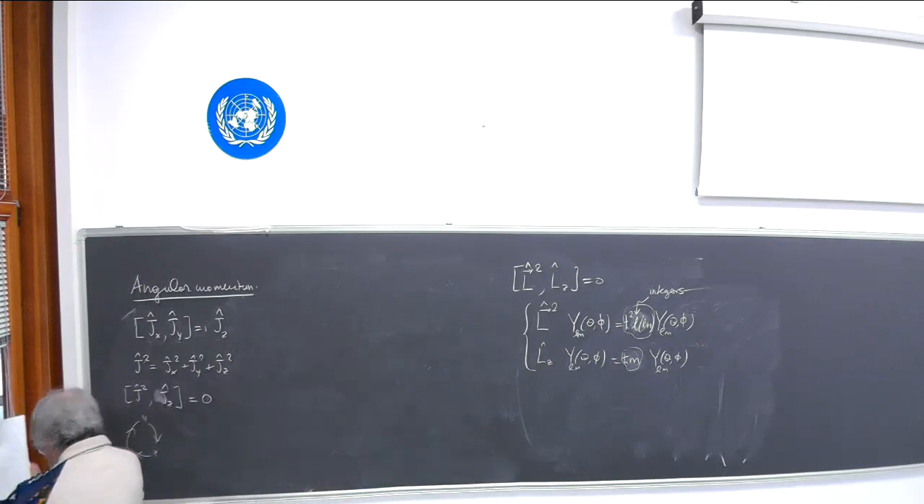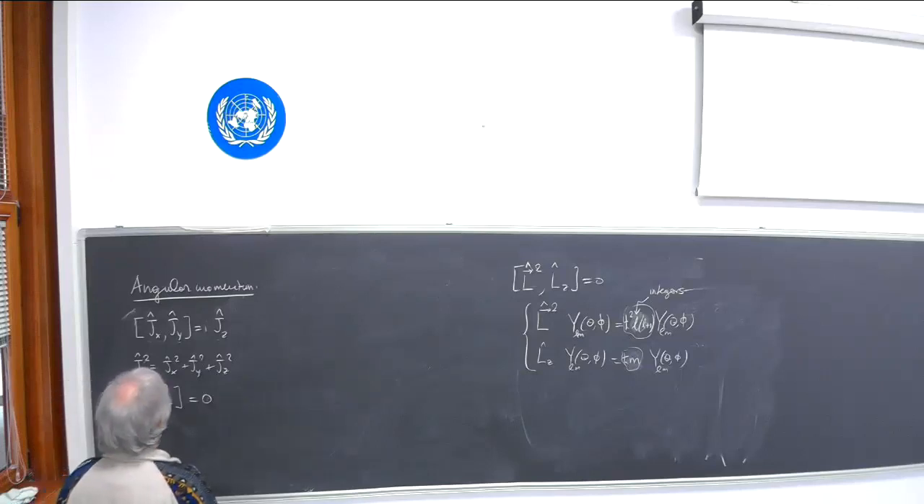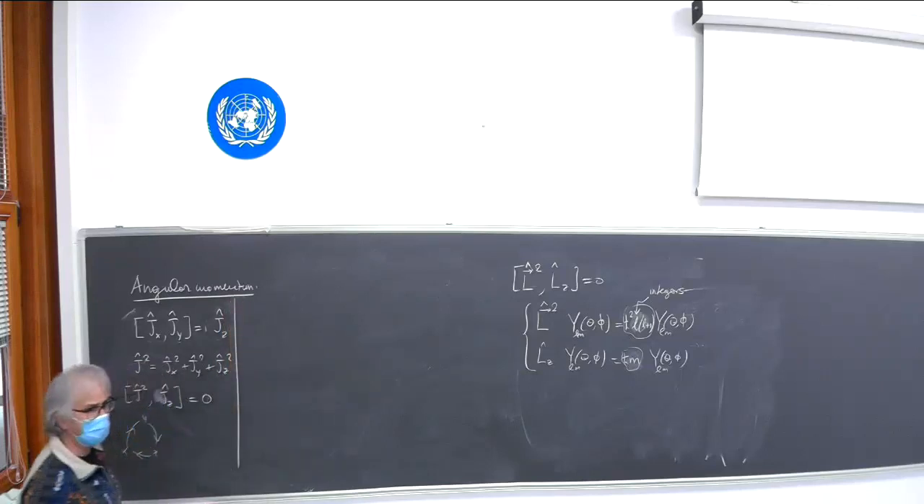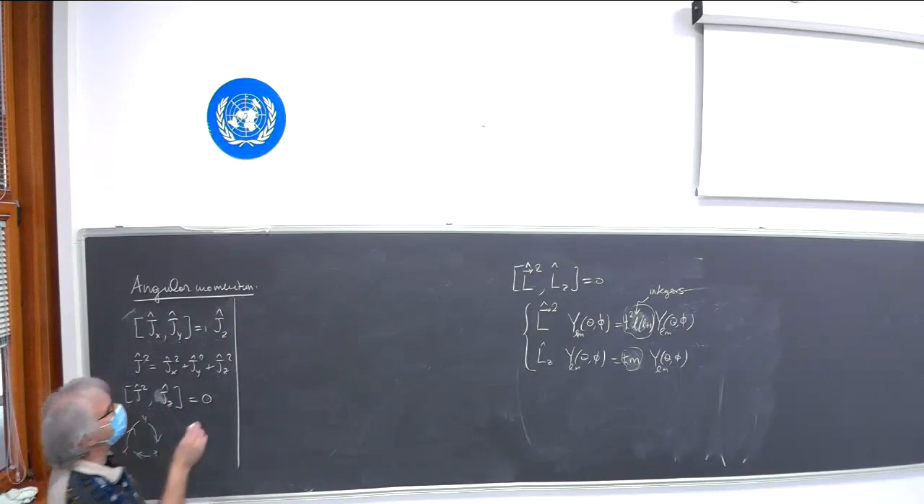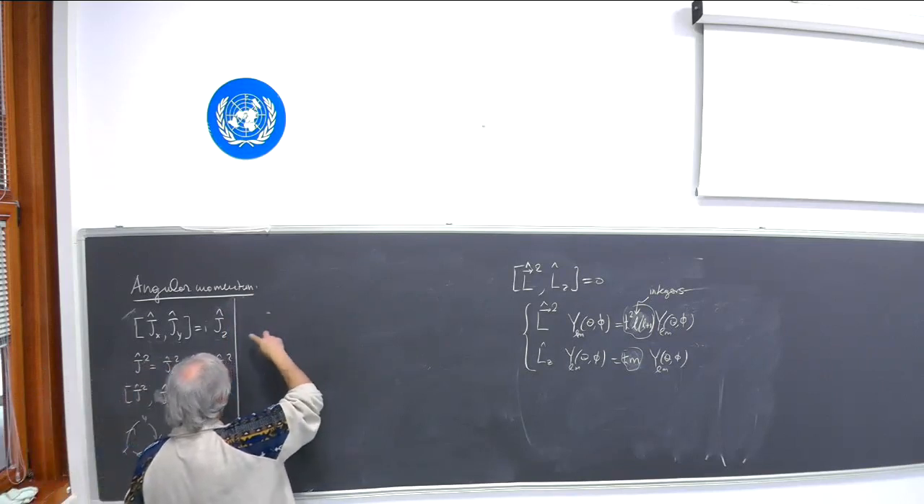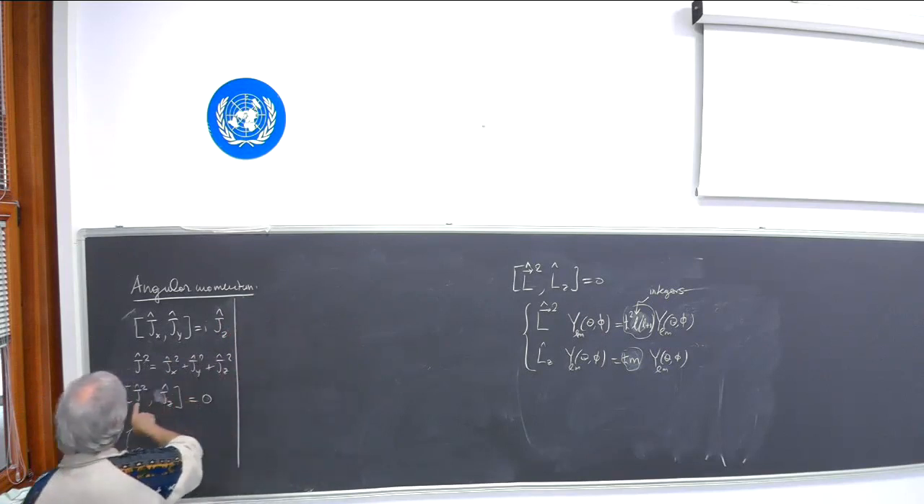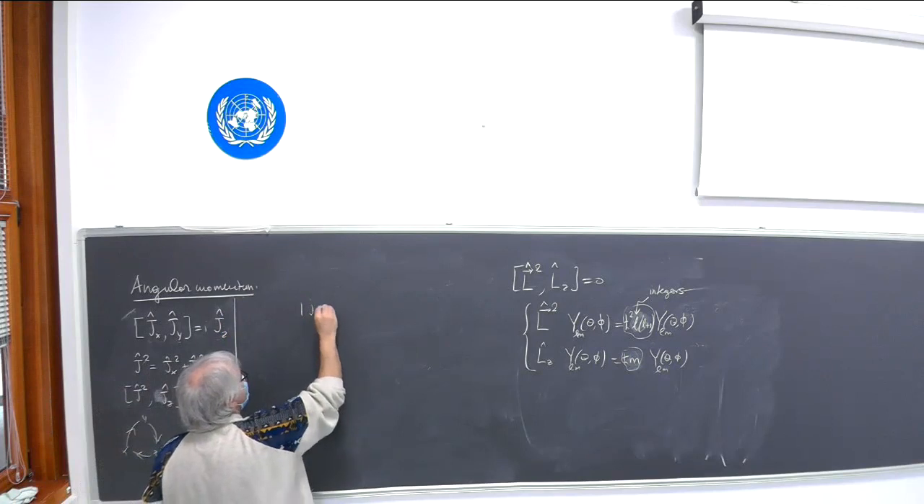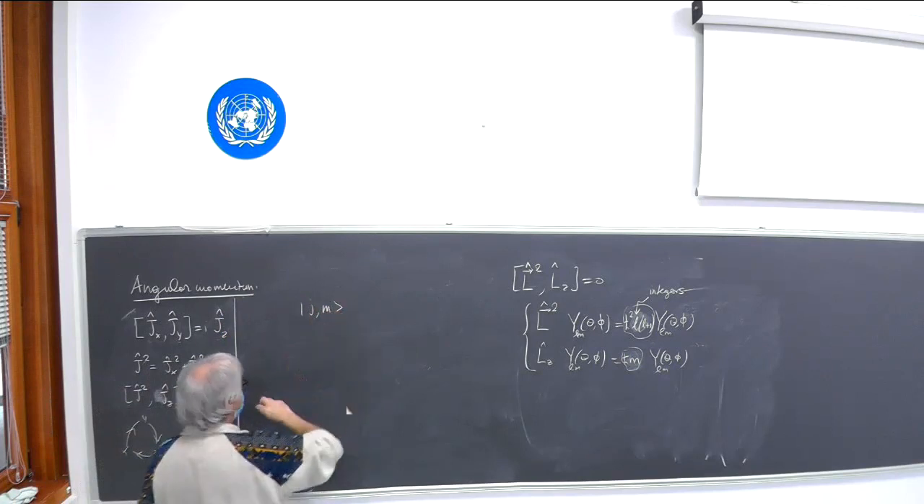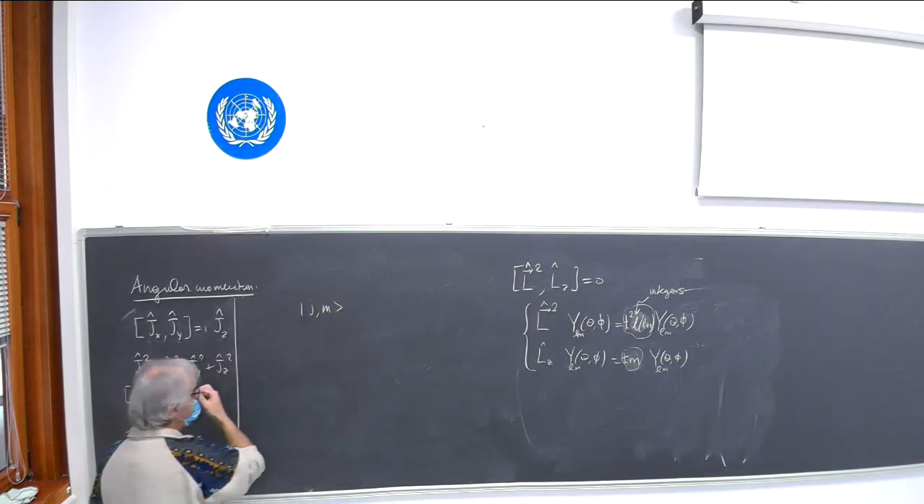Good. Now, since this is an abstract angular momentum, so not a single particle, let me just use an abstract notation for the eigenvectors of J squared and Jz. I will denote it by J and M. These are two labels. I will tell you in a second what they are.